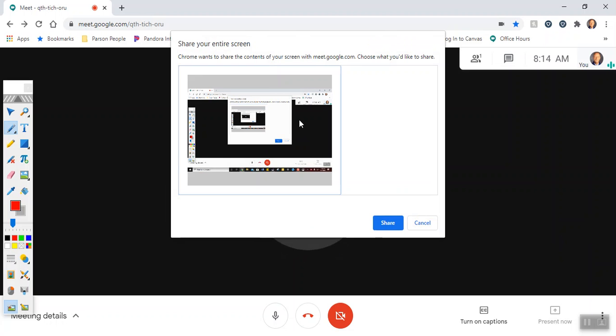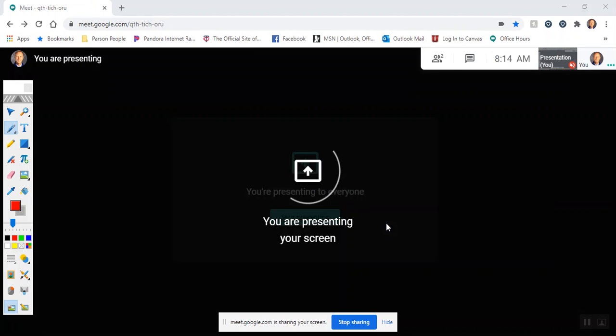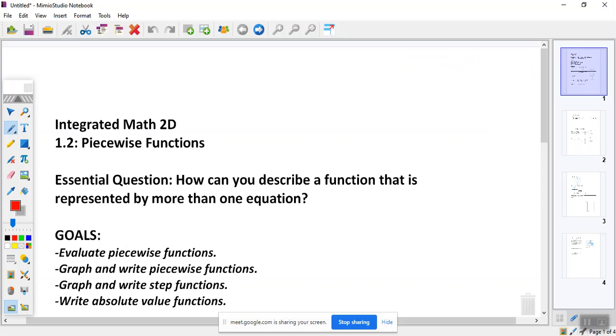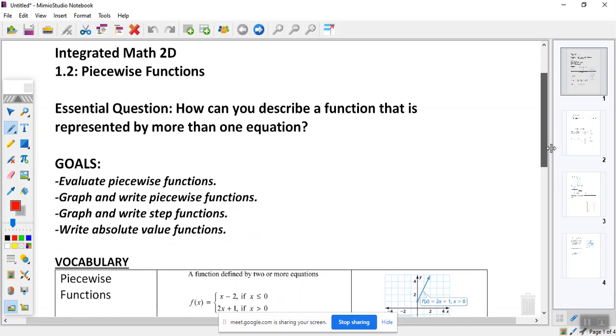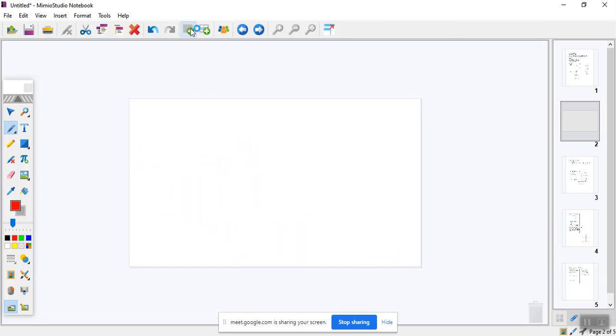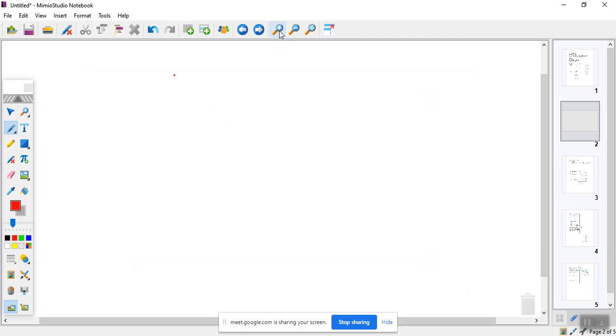Okay, so let's just go through kind of what we did yesterday, and kind of review our vocabulary here quickly. So, piecewise functions yesterday, our question was, how can you describe a function that is represented by more than what? Okay. I was really concerned yesterday that we tried to remember this, and you guys remember what this form was called right here yesterday?